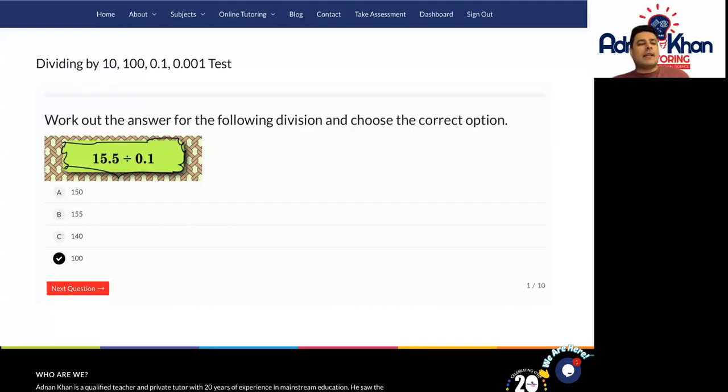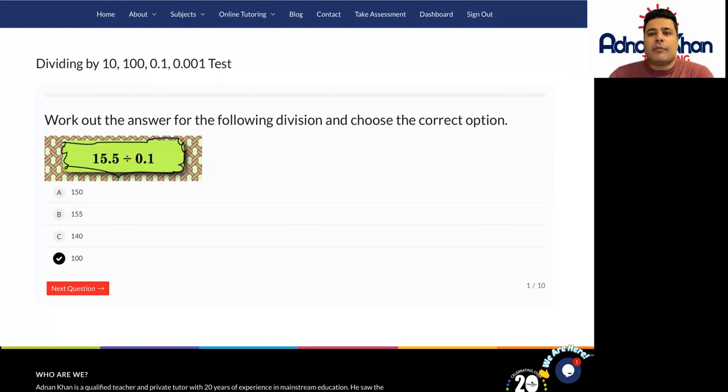Okay, let's start with the slightly difficult ones first of all. So work out the answer for the following division and choose a correct option. Okay, so you do not need to use a calculator to be able to do these questions. And that's the whole point of doing this particular task.